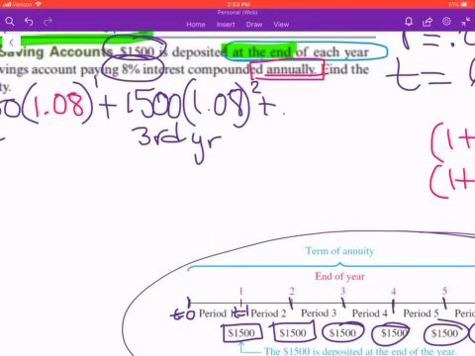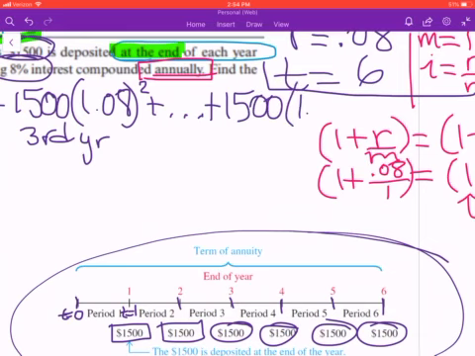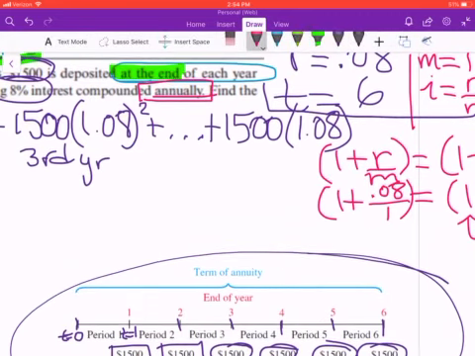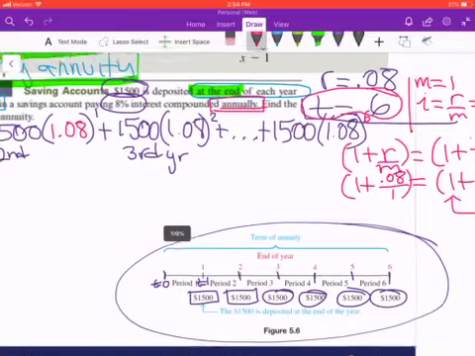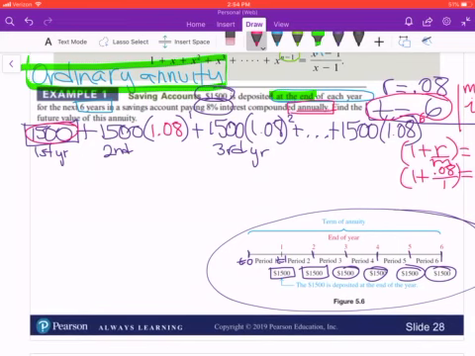So if we skip the ones in between, meaning the fourth and the fifth, now I want to write the last one. What happens during the sixth year? At the end of the sixth year, another $1,500 will go in, and we're going to use the same number, 1.08, but now the exponent is going to be 6, just like the number of years that we have, to the 6th power. Now if you look at all this sequence, let's mention here this is the 6th year.